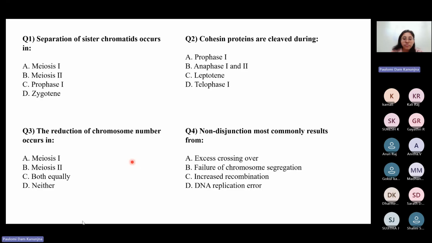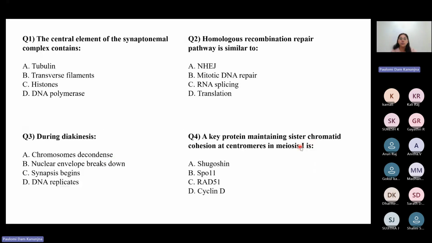Okay, so let me give you the answers since we have only a little time remaining. Separation of sister chromatids occurs in meiosis 2, right? Cohesin proteins are cleaved in both the stages, meiosis 1 and meiosis 2, because they have to move ahead. Reduction of chromosome number occurs in meiosis 1, this we have established already. Which protein maintains sister chromatid cohesion?